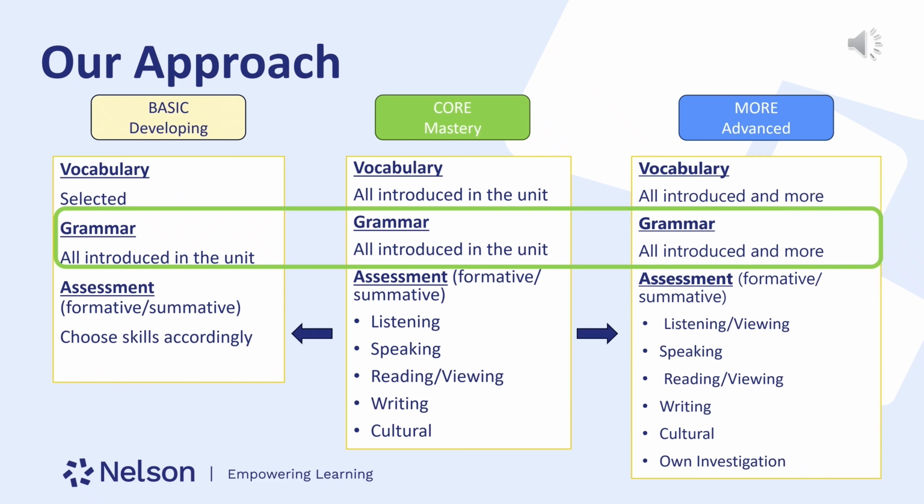To support all students' progress through the Obento Spring course, we recommend that all levels, basic, core, and more, cover all grammar points introduced in each unit. Vocabulary can be adapted for each level. For basic level, focus on essential words. For more level, students can explore a broader range of vocabulary. The key point is that all students share the same grammar foundation. Without this, it becomes impossible to differentiate in later units.